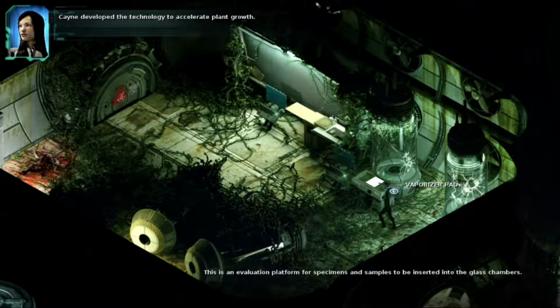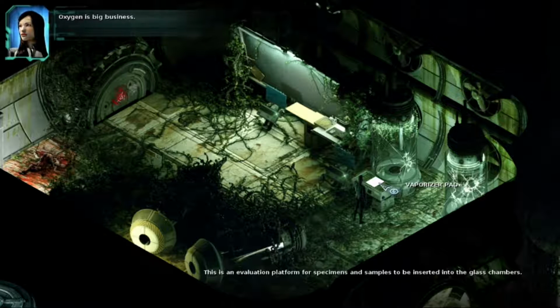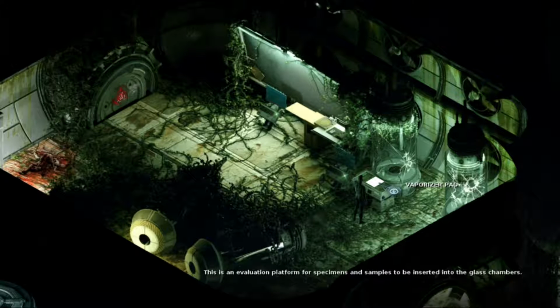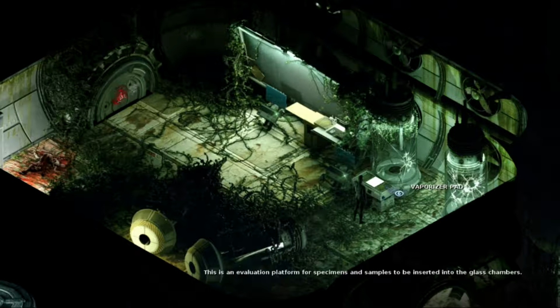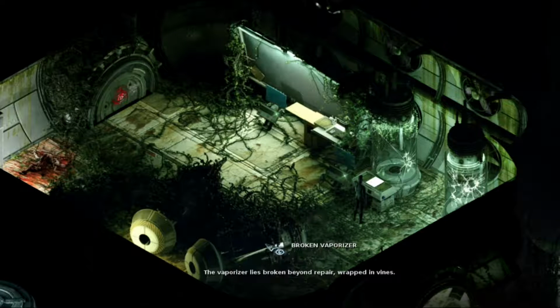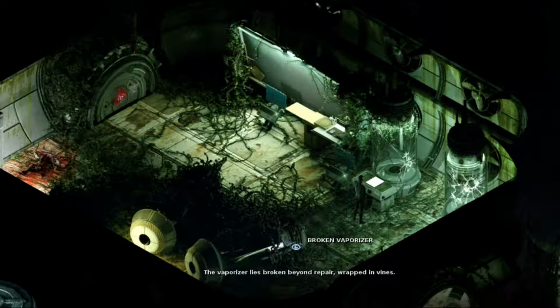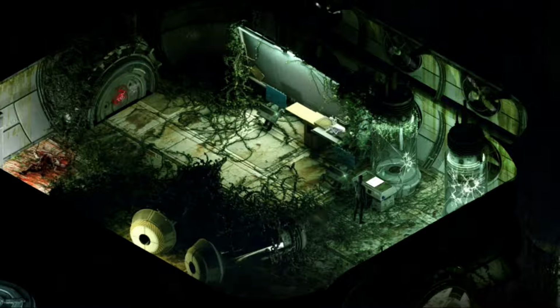Kane developed the technology to accelerate plant growth. Oxygen is big business. What did she say about the oxygen? So this is an evaluation platform for specimens and samples to be inserted into the glass chamber. So I guess we are gonna be seeing that. The vaporizer lies broken beyond repair, wrapped in vines. Okay, wrestled from their upgrade position, the operations chambers are now resting idly on the floor.